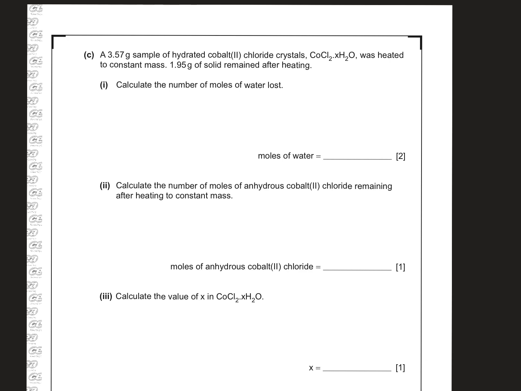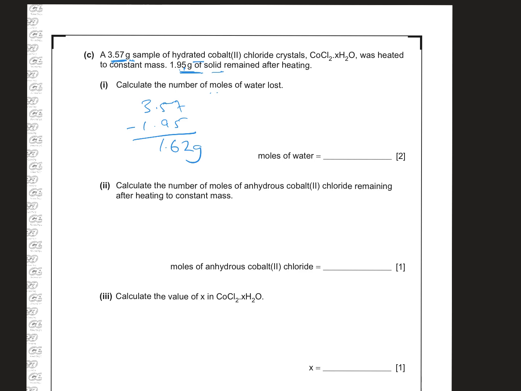Part C. Let's see, we've got 3.57 grams of the hydrated salt. And when it's heated to constant mass, 1.95 grams of the solid remained. Calculate the number of moles of water lost. Well, if this is hydrated, and this is what's left over, so this is going to be anhydrous, the difference between these two is going to be due to the mass of the water of crystallization. So it's going to be 3.57 minus 1.95, and that gives a value of 1.62 grams.